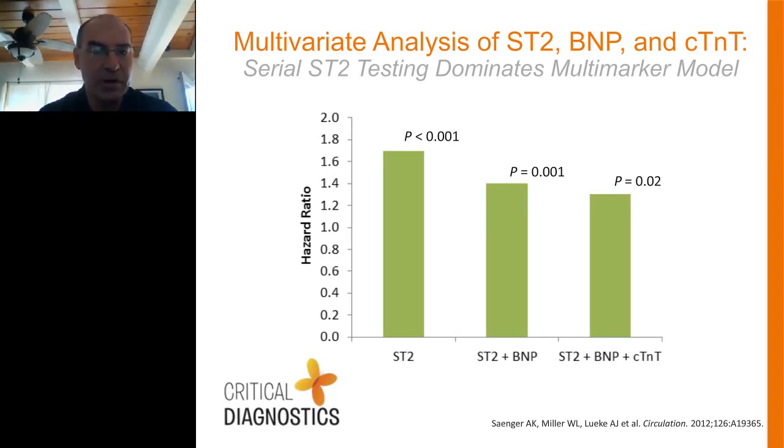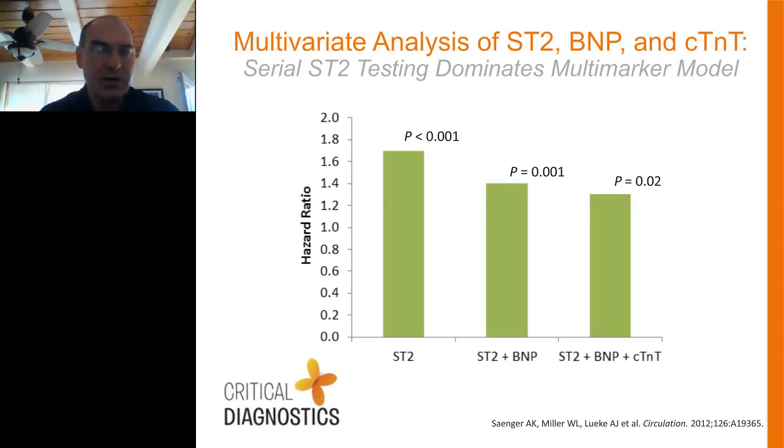So the most accurate risk assessment was with serial testing of ST2 alone. When other markers were added, when BNP was added, and then when troponin was added, the hazard ratio decreased, meaning that the accuracy of prediction decreased with the addition of the other data. So the conclusion from this type of analysis, and again, this comes to the business case, is that how would you recommend using the test?